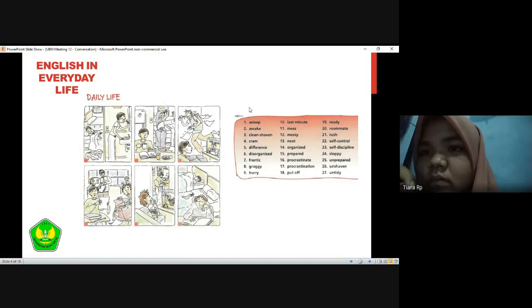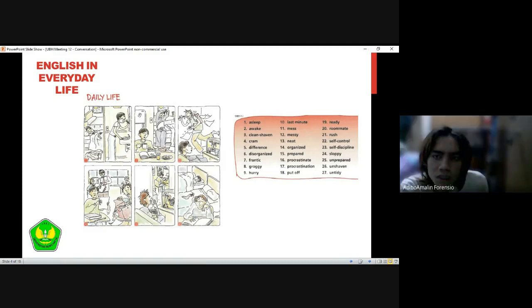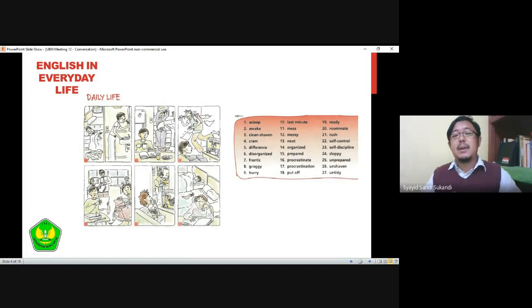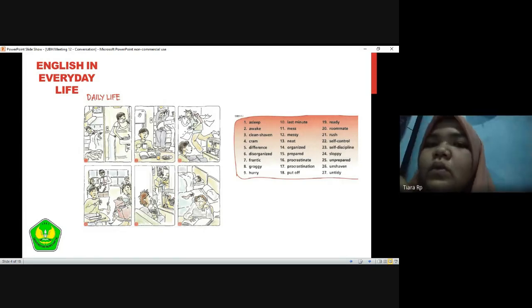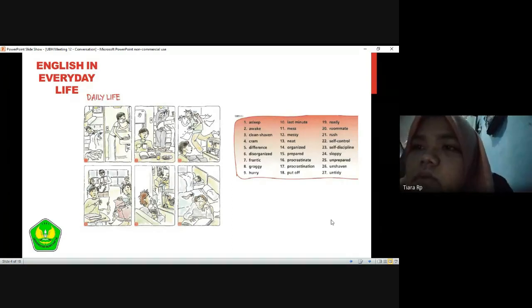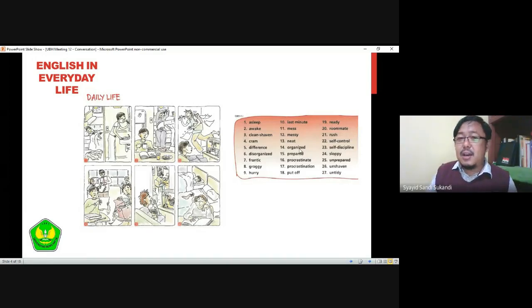Number 13, need. Apa itu? What is need? Which one? Number one and number four. Need means rapi, rapi dalam artian semua tertata di tempatnya. That's neat. Kalau when I said to you, hey man, you look so neat, artinya rapi bersih. Don't just say, oh you look great, you look handsome, you look pretty. Itu sudah standar. But you say you look neat.